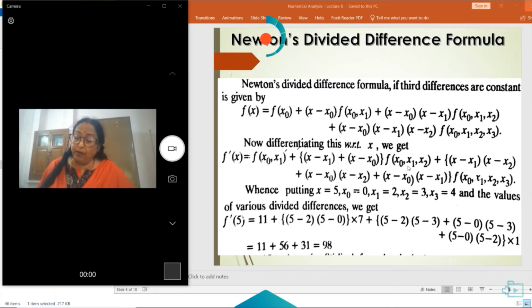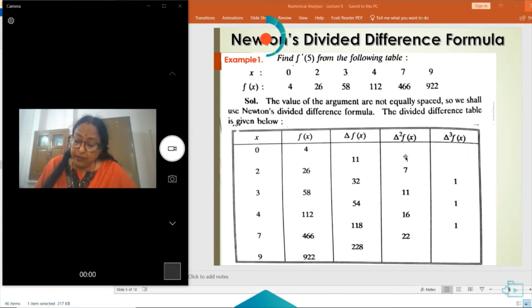following the rule of divided difference, not the plain difference. As shown here, the symbol is shown as difference table, but you have to find the divided difference. That's why I have given the example. So here, to find the first difference table, you subtract: 26 minus 4 divided by 2 minus 0, then 58 minus 36 divided by 3 minus 2, then 112 minus 58 divided by 4 minus 3. This way the first table.